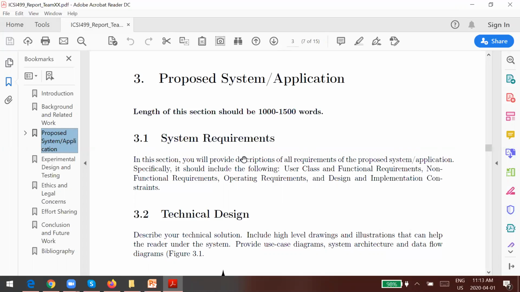Anything we are developing, system or application, there are some requirements because you are working with a sponsor and you need to ask a sponsor what are the requirements of the solution which you are proposing, what it should do, what it should not do, and what are the operating requirements and so on. So this section is important.